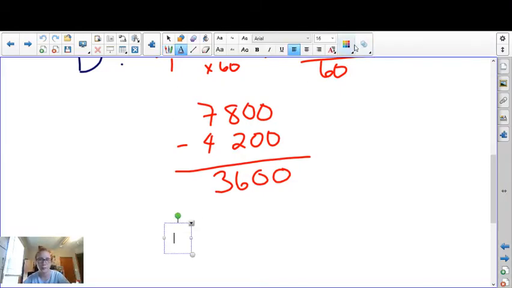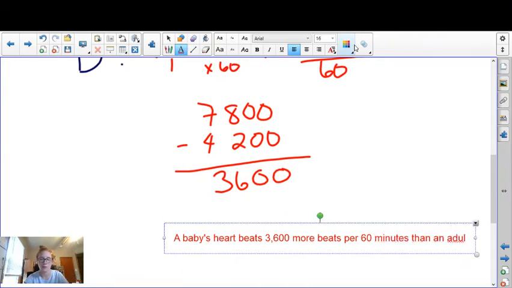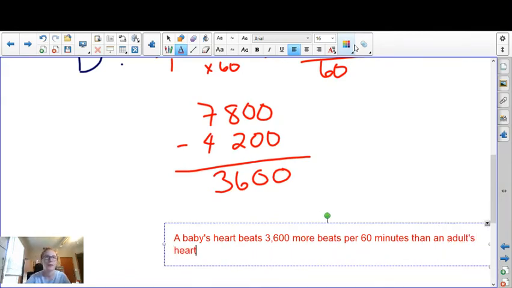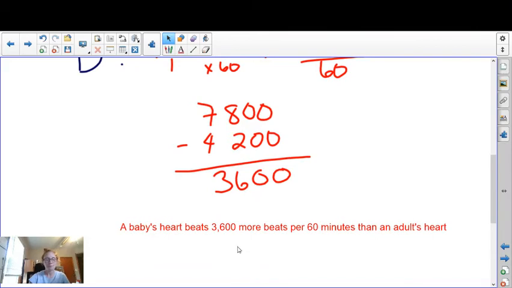So my final answer, and I gotta make sure I'm in the right color, is a baby's heart beats 3,600 more beats per 60 minutes than an adult's heart. That's a lot. So, because we know 60 minutes is an hour, right? We're logical thinking human beings. We can remember that fact. 3,000, almost 4,000 more heartbeats in 1 hour.